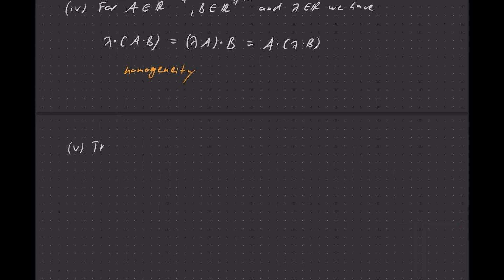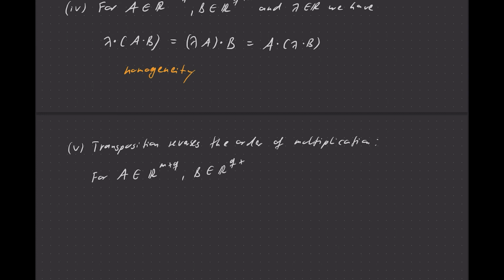So what happens here is transposition reverses the order of multiplication. So what we get here is the following. For A in R^(m by q) and B in R^(q by n), we have that (A times B) transposed is the same as B transposed times A transposed. So if you want to distribute that transposition onto the single matrices, then you have to reverse the order of your matrix product.